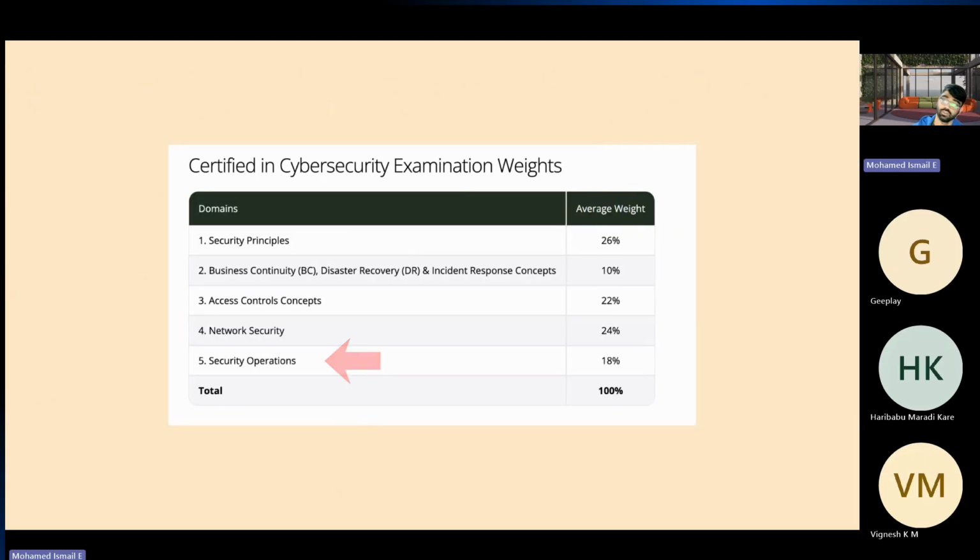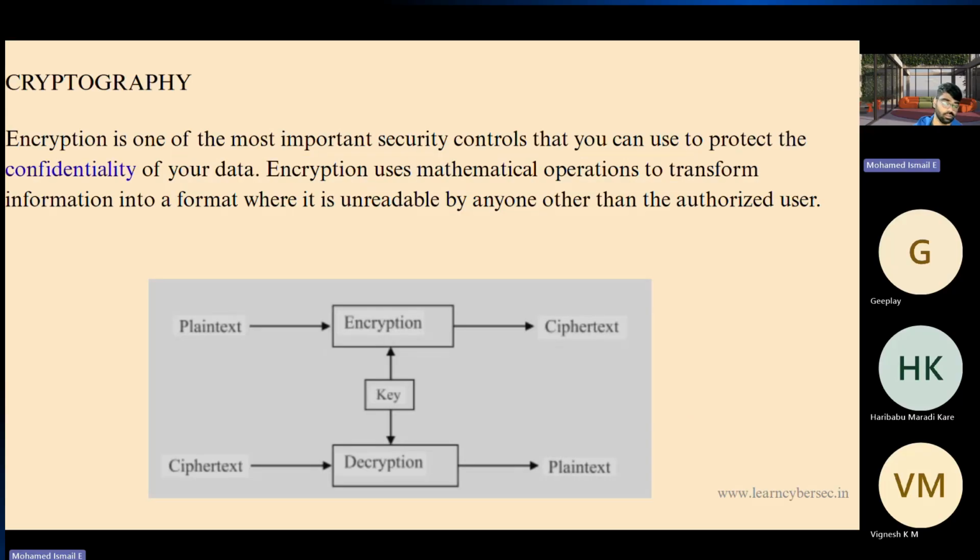So, as usual, the weightage part: security operations holds 18% of the weight in the exam. So 18 questions you may expect from this topic. Today the topics we will cover will consume around 18% of the overall exam. Let's get into the concept.